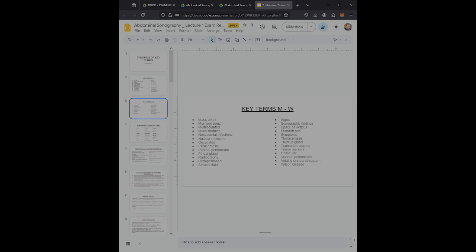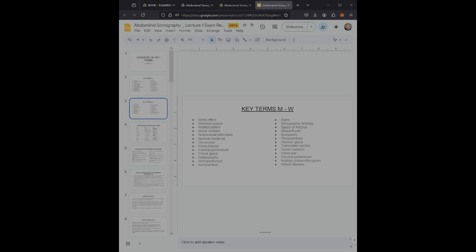Transudate ascites, this is a collection of abdominal fluid within the peritoneal cavity, often associated with liver cirrhosis. Tumor markers, these are substances produced by cancer cells. Unilocular, having a single cavity. Visceral peritoneum, the portion of the peritoneum that is closely applied to each organ. Voiding cystourethrogram, this is an examination used to evaluate the lower urinary tract.